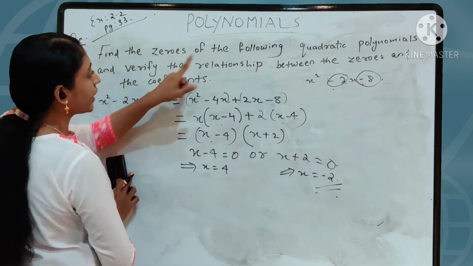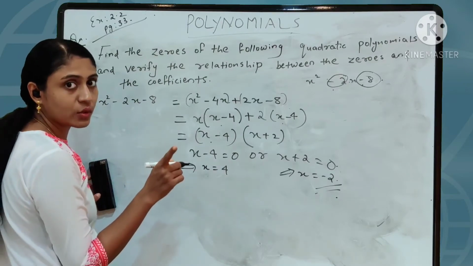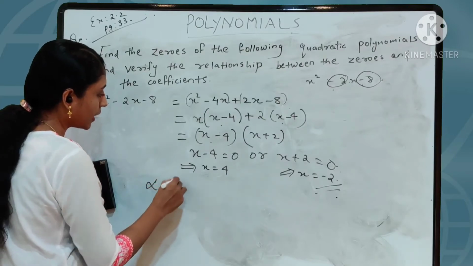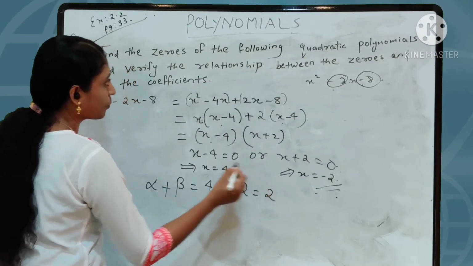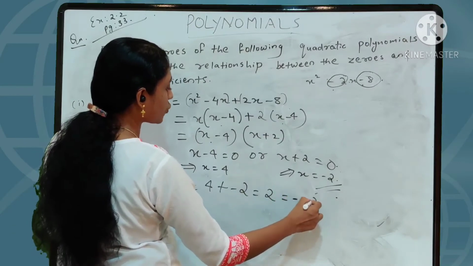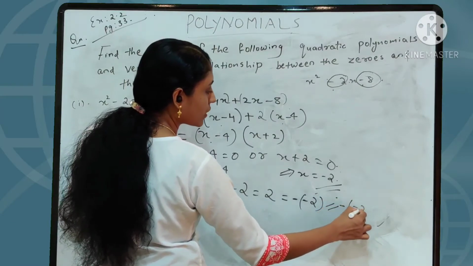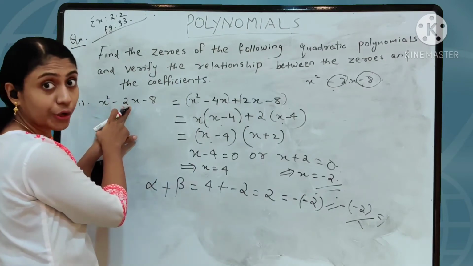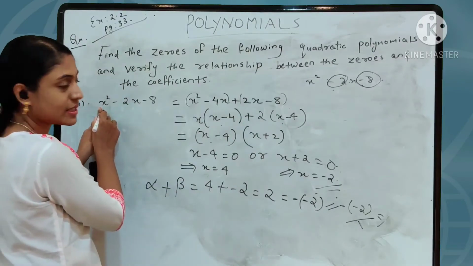Now we can verify the relationship between the zeros and the coefficients. We know how to find the sum of zeros in the case of a quadratic polynomial: alpha plus beta. Here alpha is 4 and beta is minus 2. 4 plus minus 2 is plus 2, which can be written as minus of minus 2, because minus of minus 2 is plus 2. So this again can be written as minus of minus 2 divided by 1, right? And this minus 2 is nothing but the coefficient of x, so it is negative of coefficient of x divided by coefficient of x square. Coefficient of x square here is 1.